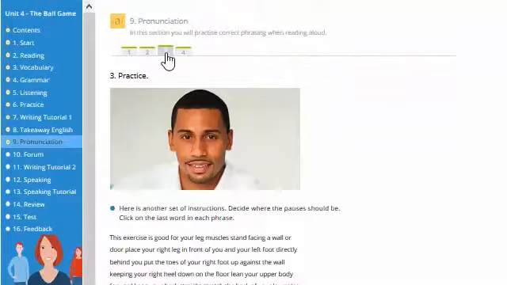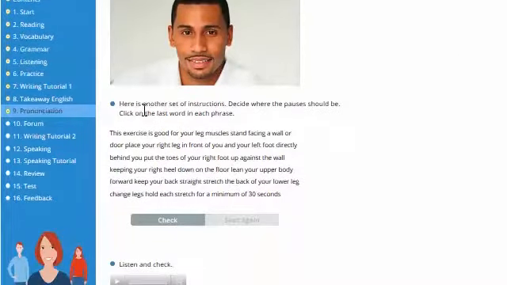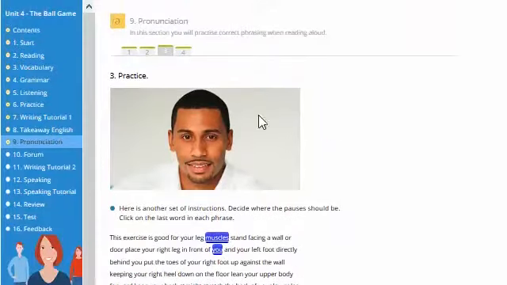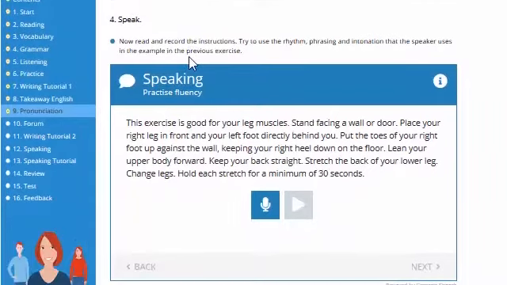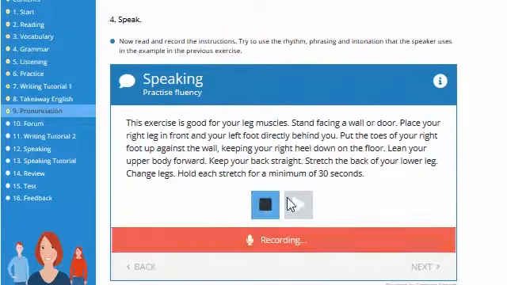In the third exercise, the student has to break up the text into phrases and work out where the sentence stress is. And in the final exercise, students practice reading fluency by reading an entire paragraph aloud.